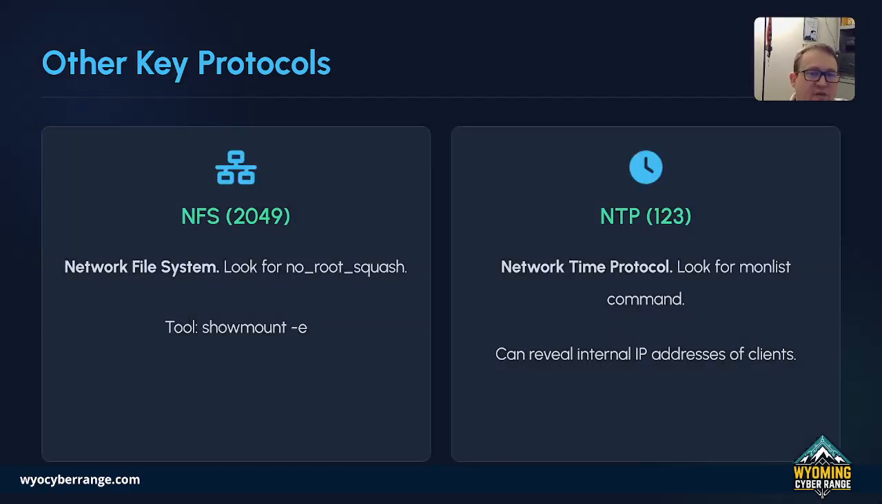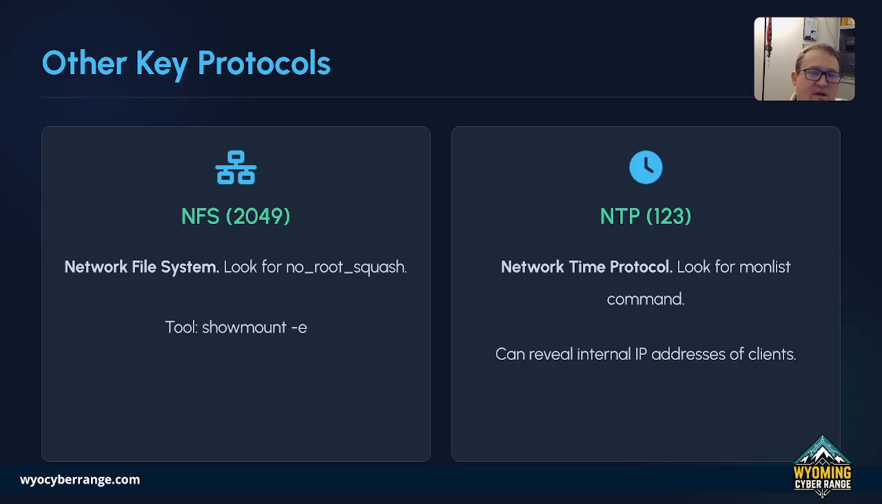Now we can look at some of the other protocols, such as NFS, which is 2049, or NTP, which is port 123. NFS is the Network File System, and we're looking for something like no_root_squash. Because if you see no_root_squash, it will allow you to mount a share as root. So showmount -e, and if you can find no_root_squash inside the NFS share, if you can mount it as root, that means you have full access to do anything you want inside of that NFS and bypass all permissions.